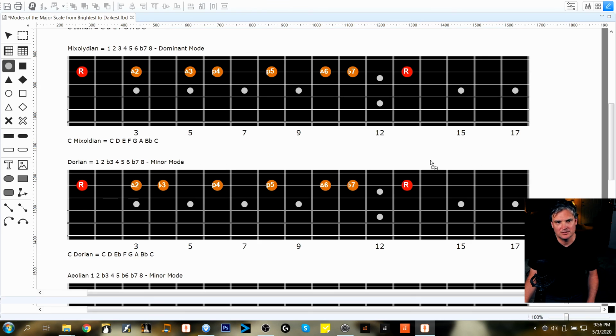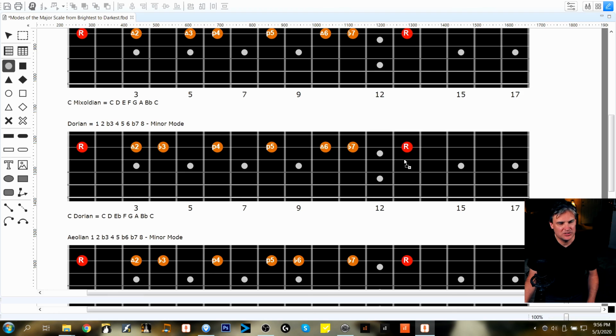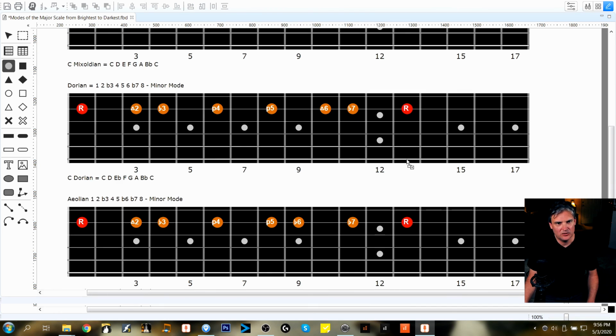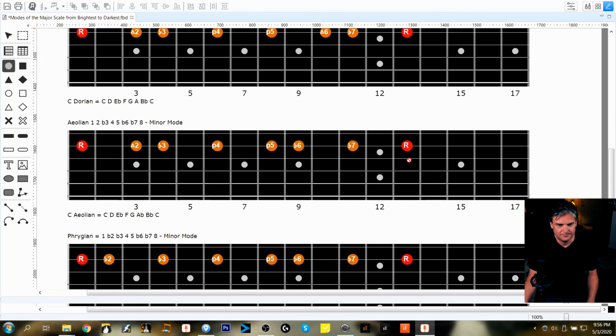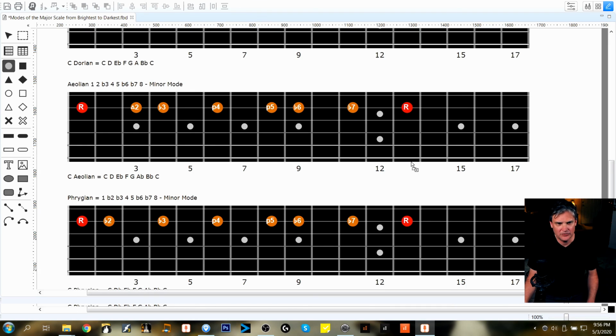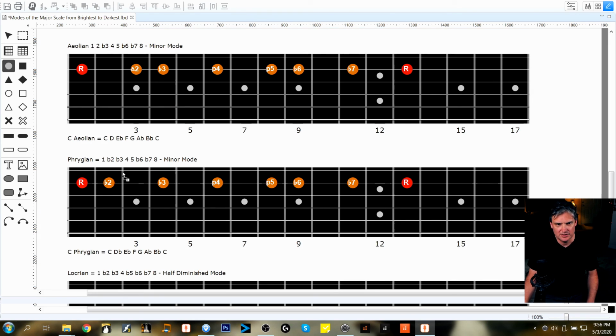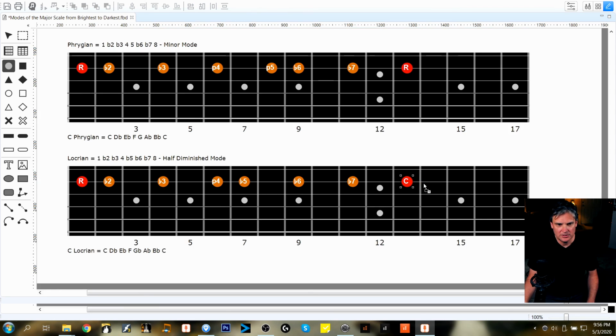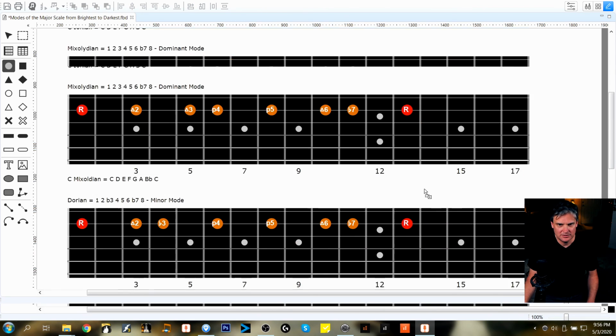If you compare, you just see one additional change as you move along this sequence. So do yourself a favor and memorize the interval sequences of the modes from brightest to darkest.